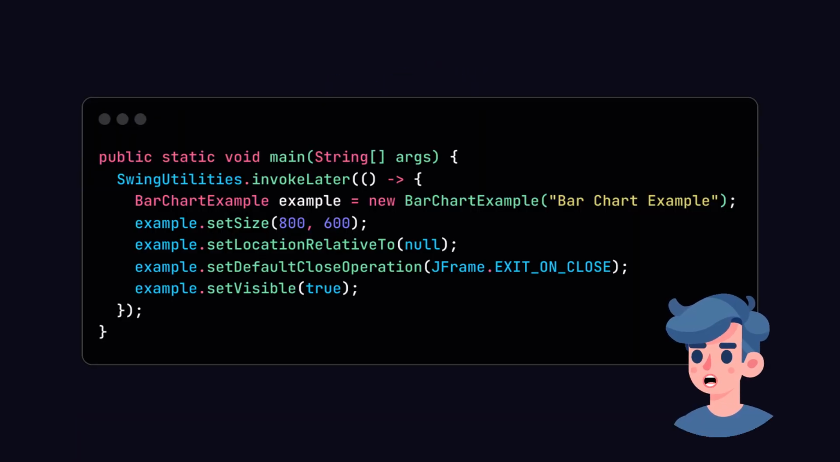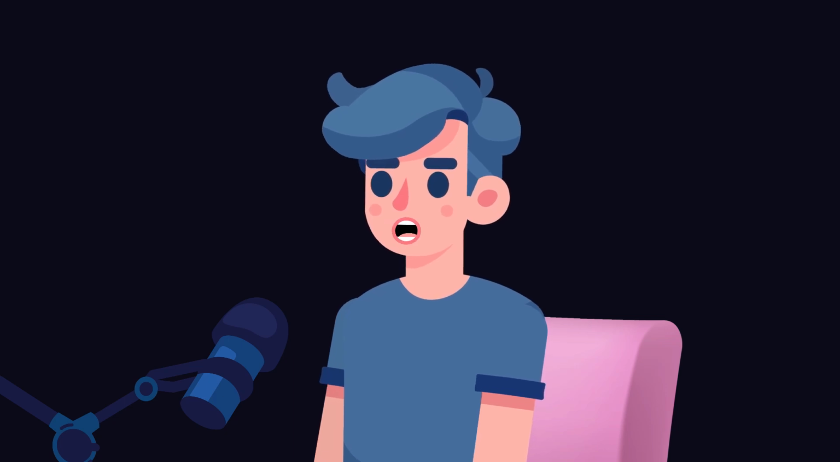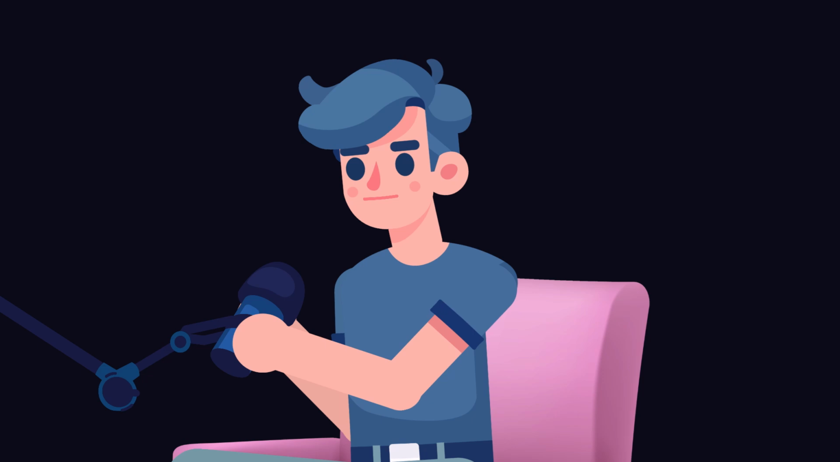Now, let's write the main method to launch our application and display the bar chart. We will create an instance of our BarChartExample and set its default close operation. In the main method, we utilize SwingUtilities.invokeLater to ensure that the GUI is created on the event dispatch thread. We also configure the window size, position, and default close operation.